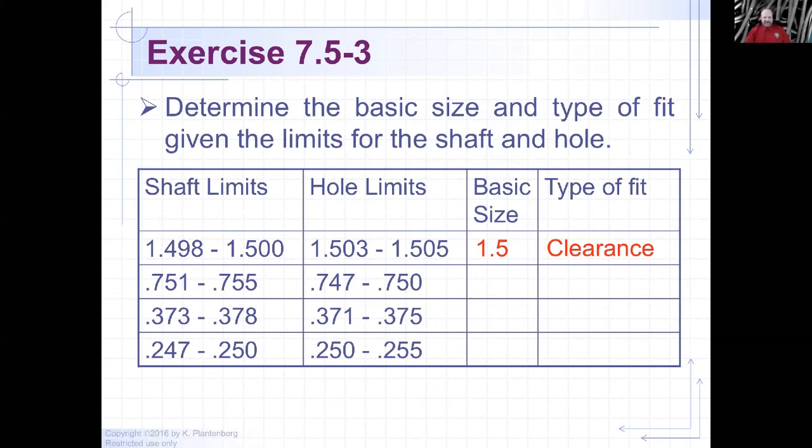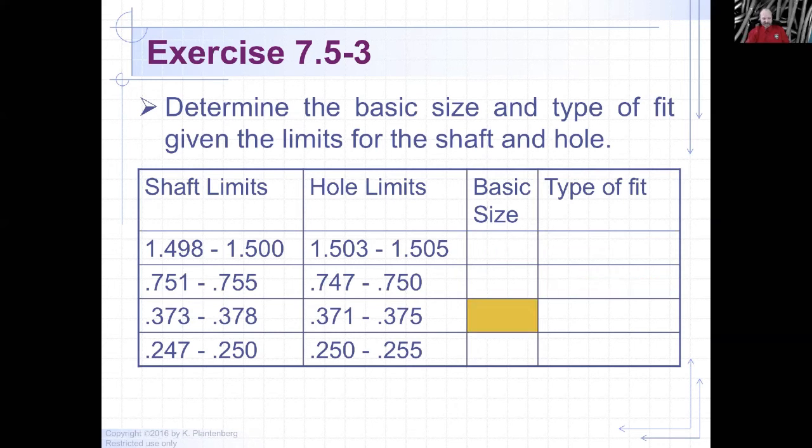Now, what about the next one? What's the basic size for the second row? 0.75, okay. And what about the type of fit? No one's guessed yet. Ah, there we go. Interference. Very good. Okay, so the hole is always smaller than the shaft.